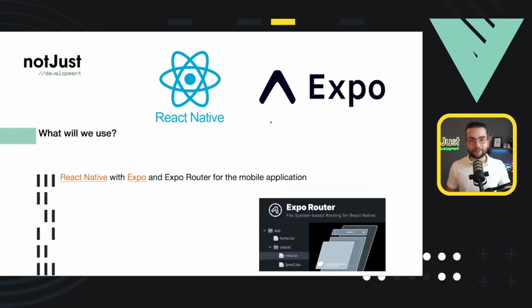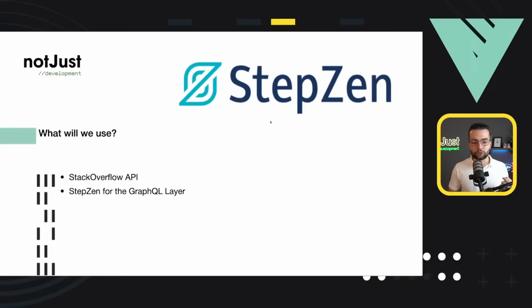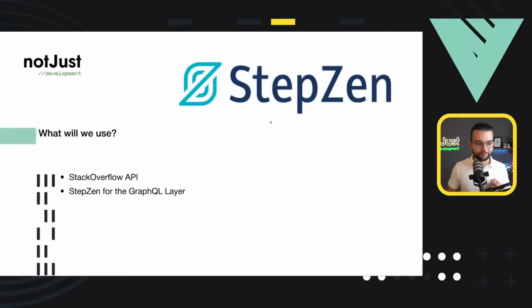So for that, we're going to use React Native, Expo, and Expo Router because that's the best way to build cross-platform mobile applications. And on the backend side, we're going to use StepZen. And we're going to also use the Stack Overflow REST API and then create a very thin layer on top of that using StepZen, which is going to allow us to create a GraphQL API. And then we're going to query it inside our application.